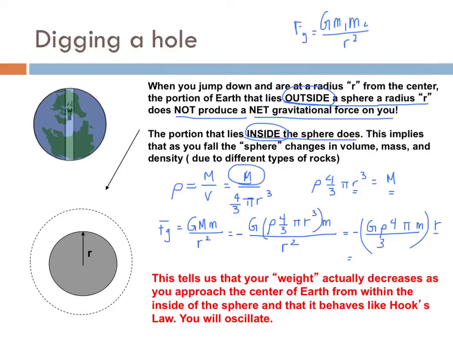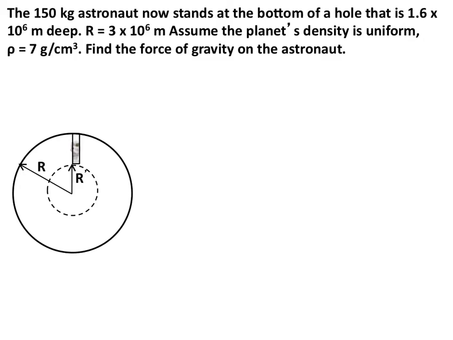Now, all of this inside of parentheses is going to be constant. The only thing that's actually changing is this r. So we can replace this entire thing inside the parentheses with a k to represent a constant. Again, we can see how this relationship is very similar to Hooke's law. Remember that in simple harmonic motion, we saw that this particular equation created simple harmonic motion, meaning that you are going to oscillate. Again, going back to the fact that you will oscillate as you go through the center of the Earth. So let's try this example.